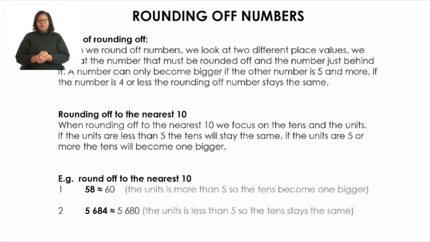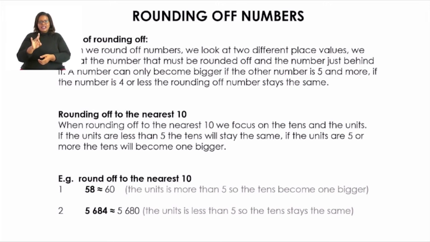Now let's look at the example. Rounding off to the nearest 10. I hope you still have your books in front of you. And then we read 58 rounded off to the nearest 10. Here we look at the units. The units is more than 5, so that allows the 10 to become 1 bigger. So if we go to our example, we will say our unit is an 8. 8 is bigger than 5, and that allows the 5 to become 6, and 58 rounded off to the nearest 10 becomes 60.